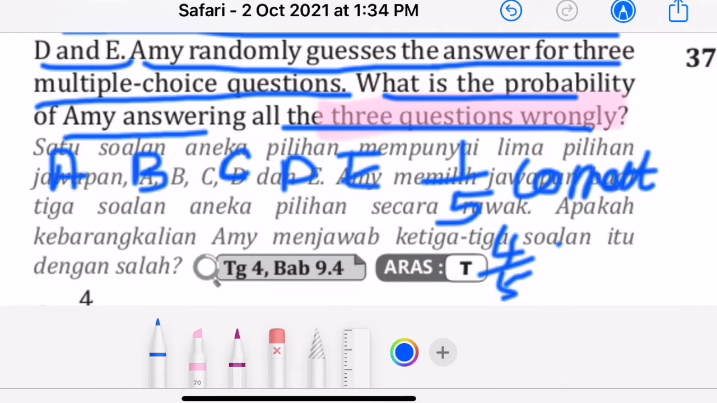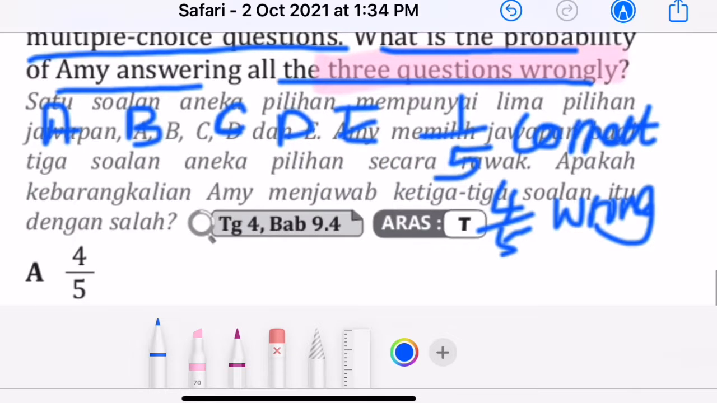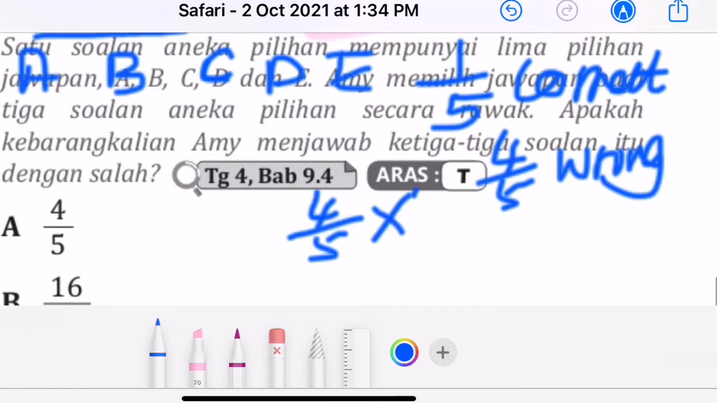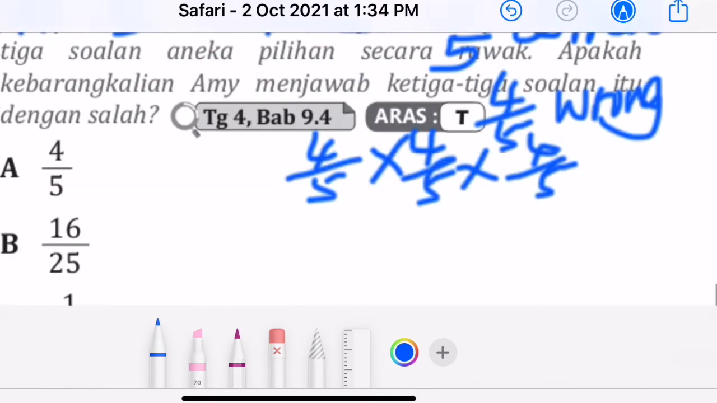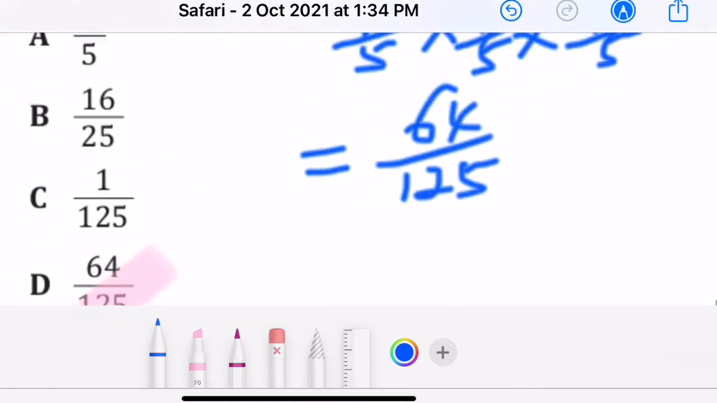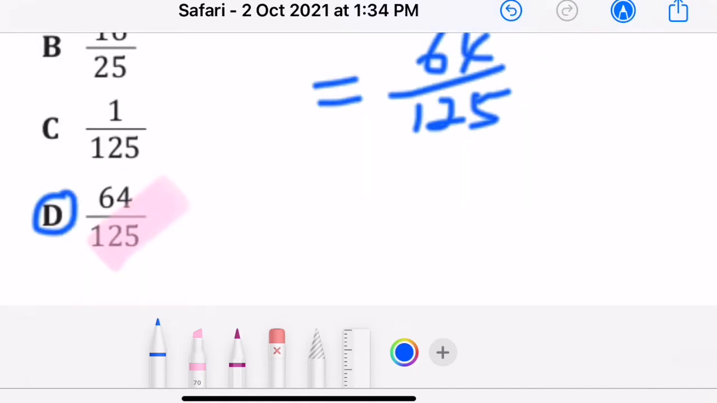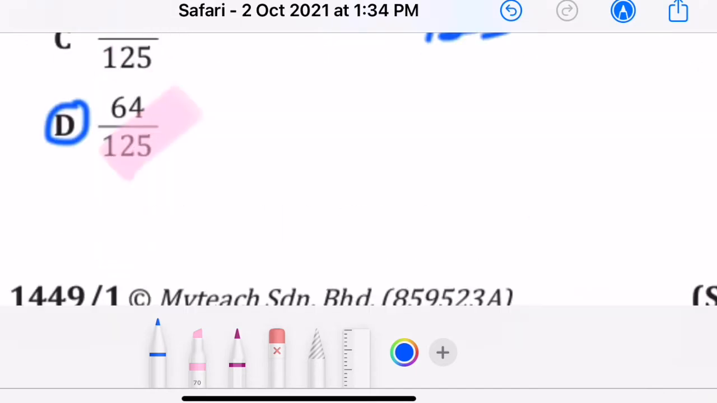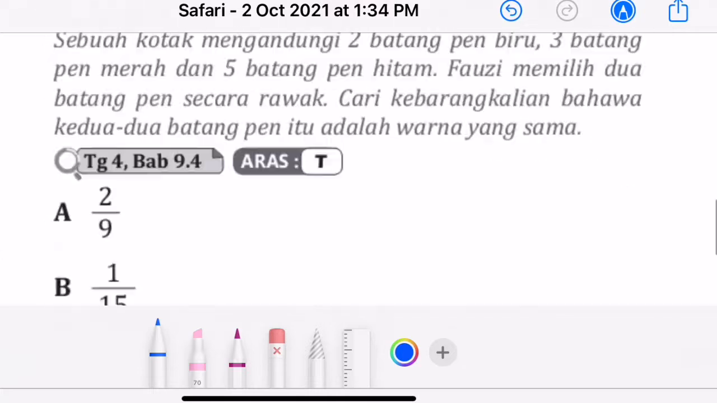So better don't guess. The chances to be wrong is higher. So if you have 3 questions, for every question the chance of getting it wrong is 4 over 5. So the chance for you to get all wrong is 4 times 4 times 4, 64, over 5 times 5 times 5, 125. So 64 over 125 is the answer. Let's proceed to the next one.